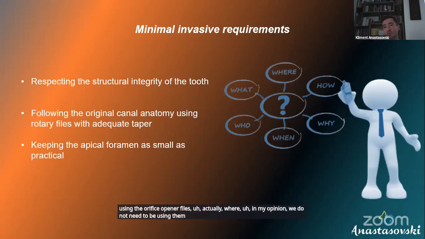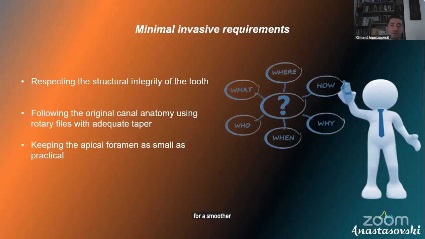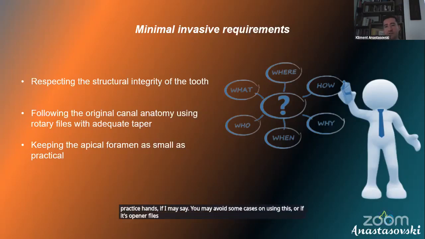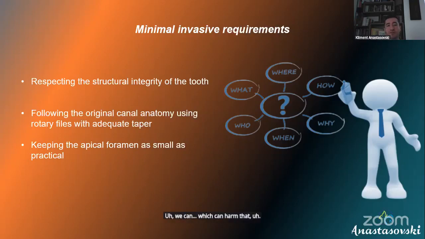I do not use them in every root canal case that I'm doing. Maybe in the hands of beginners, I do advise them for a smoother and easier preparation of the root canals, but in more practiced hands, if I may say, you may avoid using these orifice opener files with big tapers, which can harm that precious pericervical dentin.